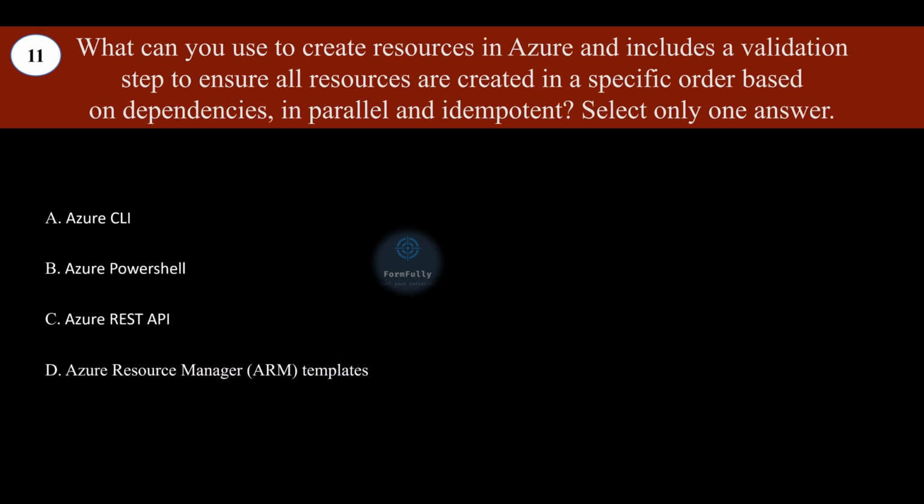Question 11. What can you use to create resources in Azure and include a validation step to ensure all resources are created in a specific order based on dependencies, in parallel, and idempotent? Select only one answer. Options are Azure CLI, Azure PowerShell, Azure REST API, and Azure Resource Manager templates. And the correct option is Azure Resource Manager templates.